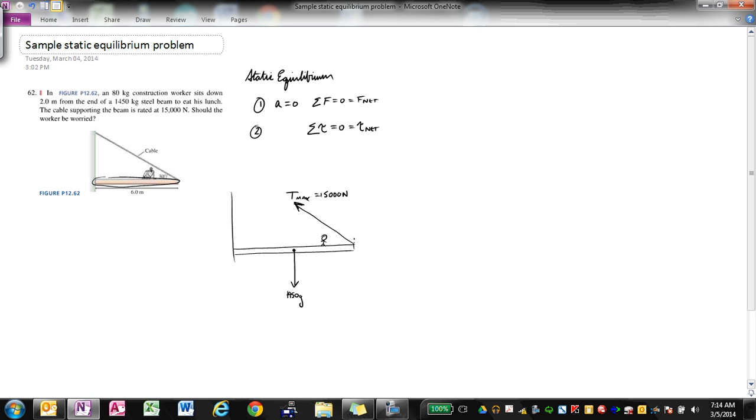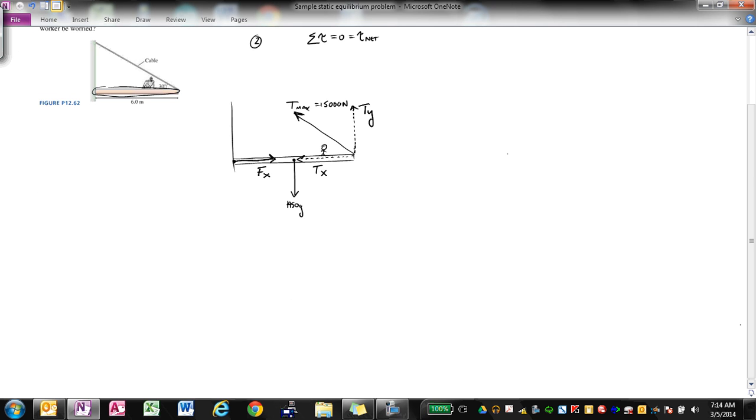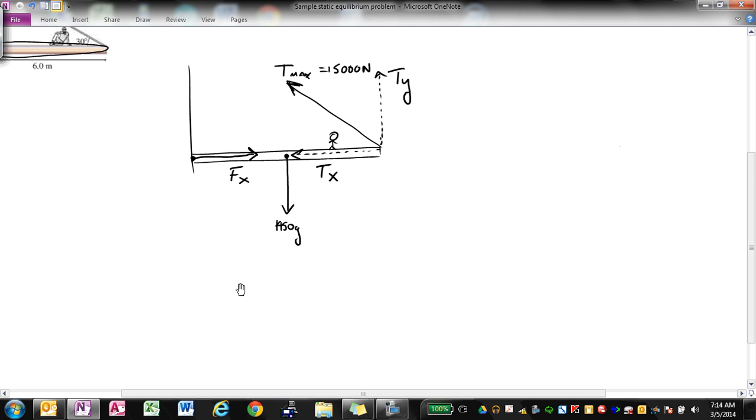And then we can draw the components in like this. Or I'll call this Ty, Tx. And then there's going to be a force from the wall here. And if you think about the force on the beam from the wall, it's going to push out on the wall. So I'll just call this Fx. I guess it might be like a normal force, but what you classify it as doesn't really matter.